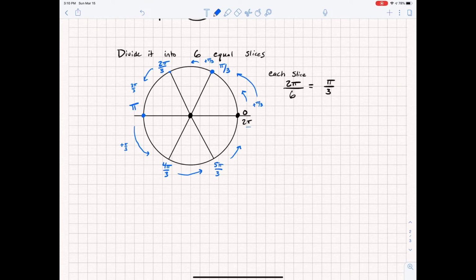And so if I divide it into 6 equal slices, we have these marks on the circle, which I'm going to clear off this scratch work so we can see it here.